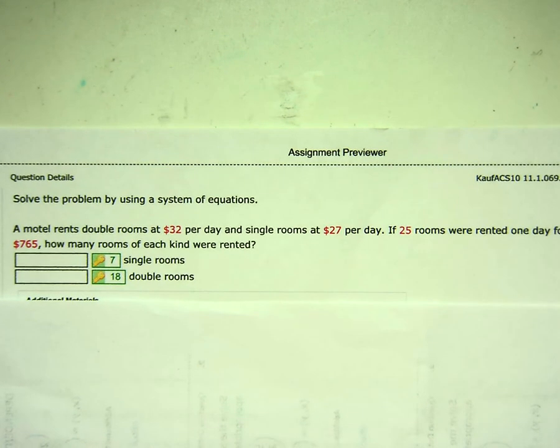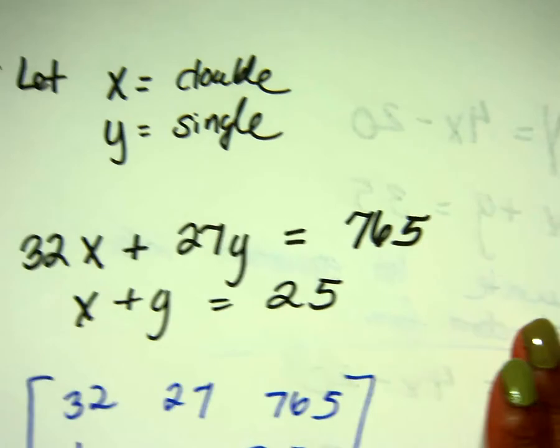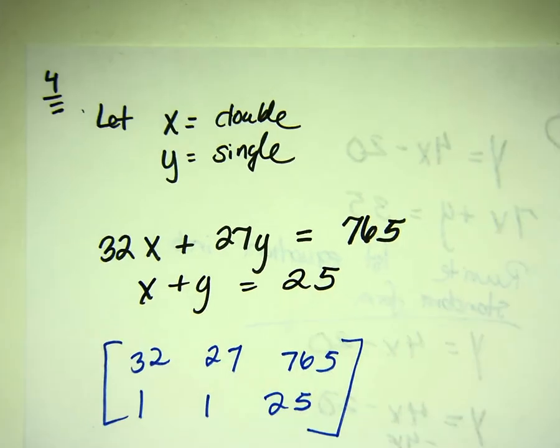A motel rents double rooms at $32 per day and single rooms at $27 per day. If 25 rooms were rented one day for a total of $765, how many rooms of each kind were rented? So once again, this is the ideal time for us to actually pause and rewind it. Let me zoom out so you can see what I'm doing.